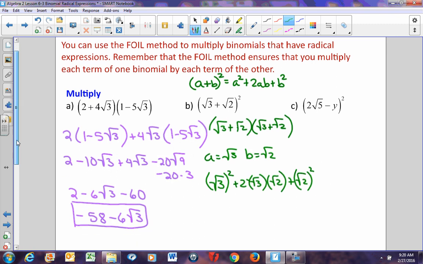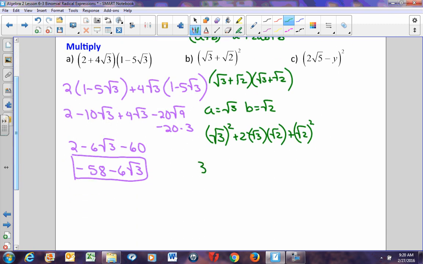Right? So when I do that, the square root of 3 squared is 3. 2 times the square root of 3 times the square root of 2 is 2 square root of 6. Remember, you can multiply them if they don't have the same number underneath the radical, but you can't add or subtract them. And the square root of 2 squared is 2. So now I have 3 plus 2, which is 5. 5 plus 2 square root of 6. Now you can FOIL it, you can distribute it, or you can use the special properties. You still should get the same answer, 5 plus 2 square root of 6.